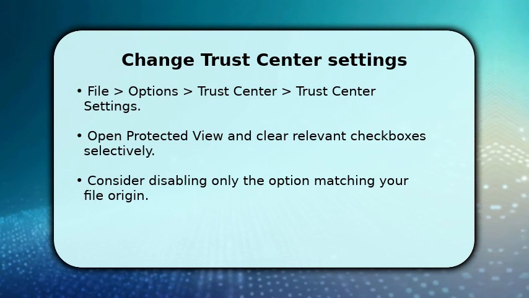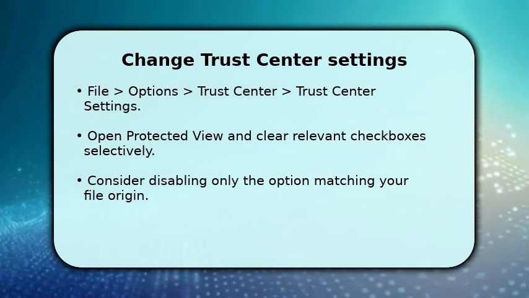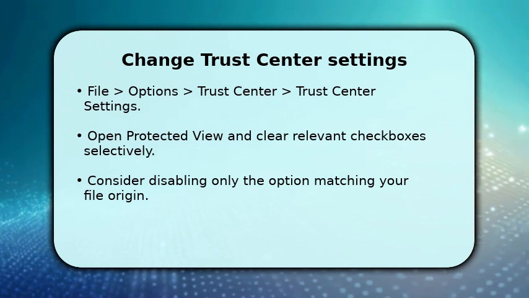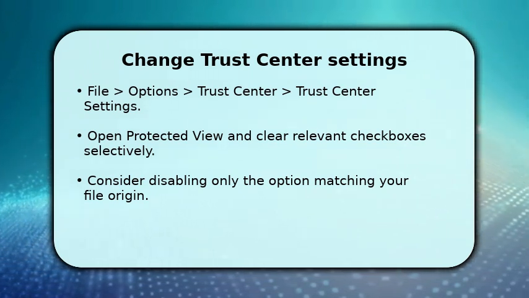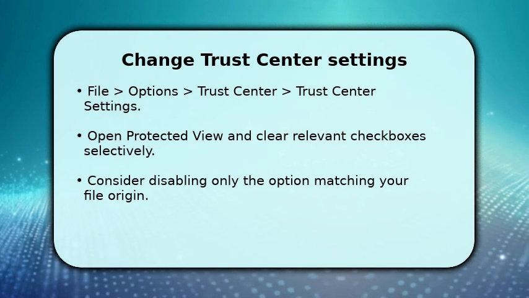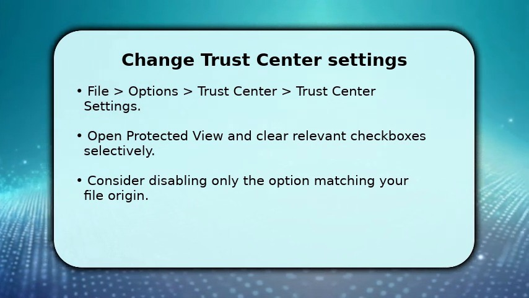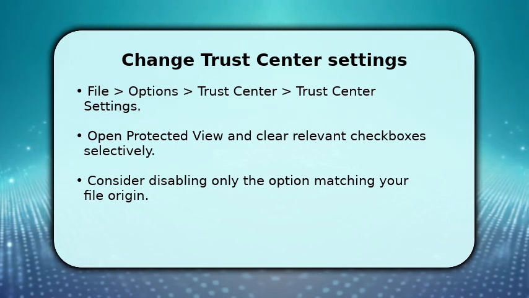Once there, select Protected View and uncheck only the boxes that match your scenario, for example, files from the internet or potentially unsafe locations. Don't disable everything. Leave other protections if you want layered security. Make sure to click OK to apply changes. If you're unsure which to clear, target the single source that triggered Protected View for minimal risk.